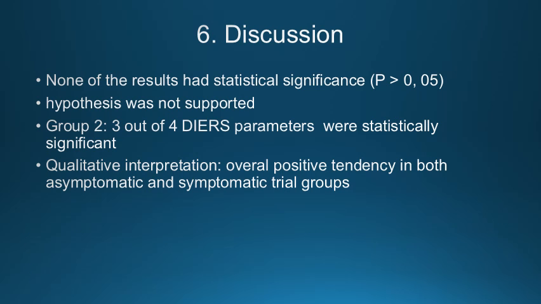Discussion. None of the results had statistical significance and thus do not support the hypothesis of a positive effect of OMT of the upper thoracic region, including the intrathoracic fascia, on posture and pulmonary function. However, 3 out of 4 DIRS parameters within the asymptomatic control group were statistically significant. No valid causes were found for these unlikely results. As none of the other p-values were equal to or less than 0.05, a qualitative interpretation of the pre- and post-intervention data was conducted. This interpretation showed an overall positive tendency in both asymptomatic and symptomatic groups who received OMT.